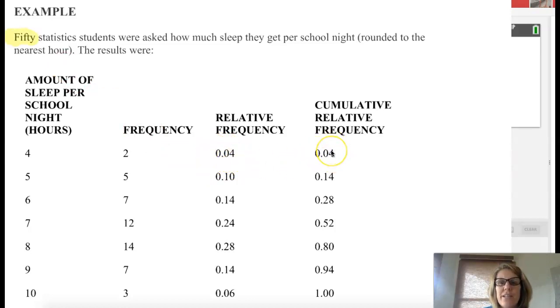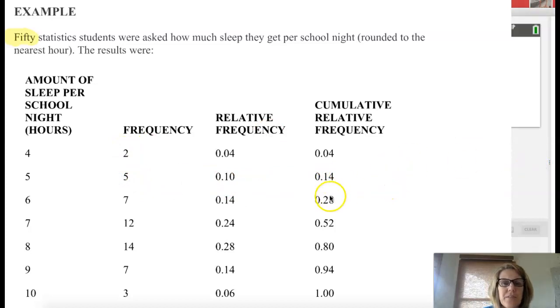And then cumulative relative frequency, we're just adding it up. One thing we can think about this cumulative frequency is, think of it as a percent. 4% of the students were 4 hours or less. The reason I say or less is because when we look at the second one, here's 5 hours of sleep. There were 5 students that said they got 5 hours of sleep per night. So we take 5 divided by 50, and that gives us our 0.1. That means 10% of the students got 5 hours of sleep. And then the cumulative is we just add these two together. So this means 14% of the students got 5 hours of sleep or less.